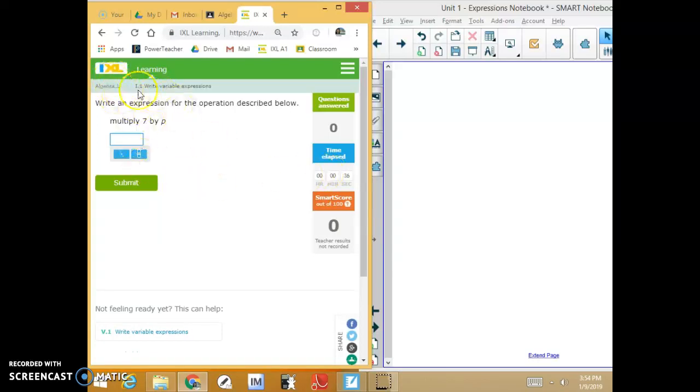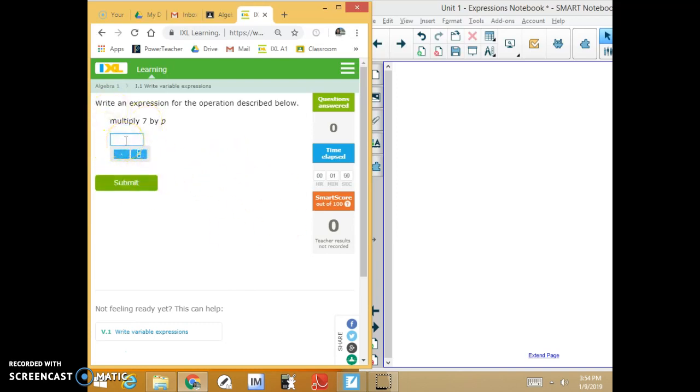All right, so this is IXL I.1. This is the first IXL homework assignment that you probably have in this class, and it is talking about multiplying variable expressions. So I've got a blank document over here in case I need to work or write something out, and then I also have the other screen where we will be working through each question.